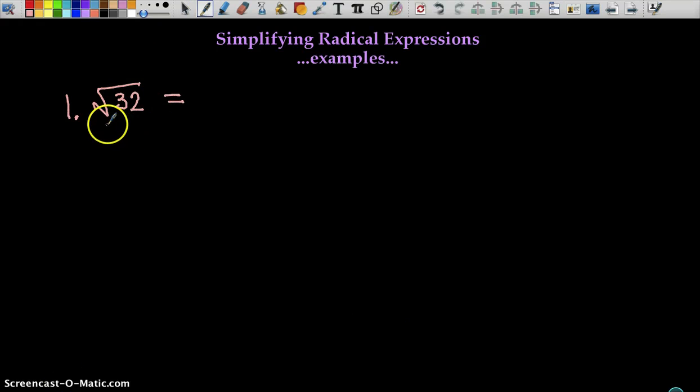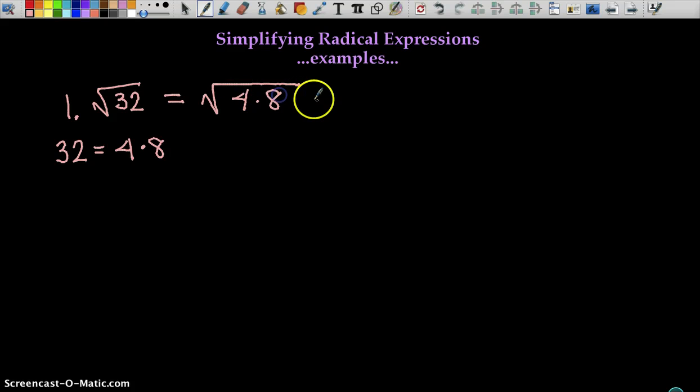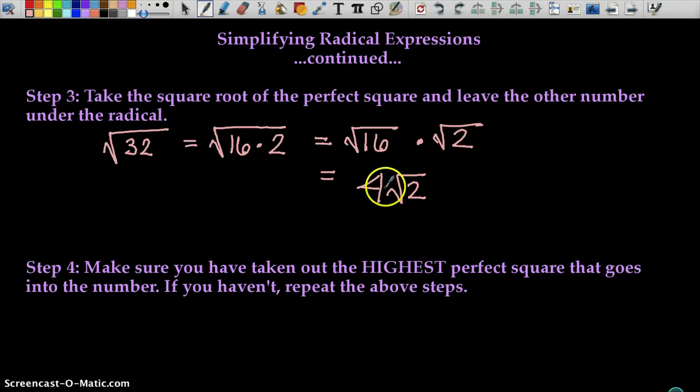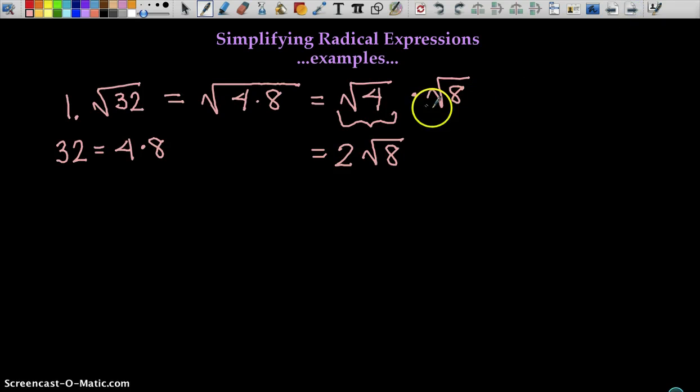Okay, so we originally said that 32 is the same as saying 4 times 8, right? Okay, so if we follow those steps, we replace it. So we put under the square root 4 times 8. We split it into two radicals, so square root of 4 times the square root of 8. We take the square root of the perfect square, which would be this one, to give us 2 times the square root of 8. Now you notice that this is not the same simplified answer as what we got over here. So what you need to do is make sure there are no other perfect squares that will go into 8.